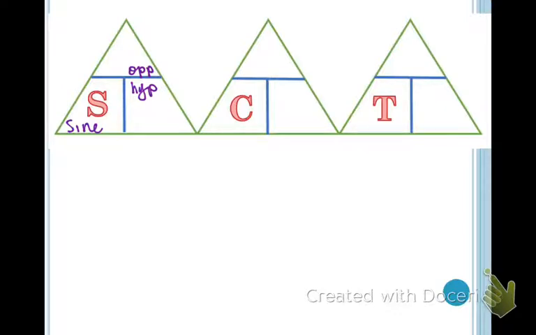C stands for cosine. So SOHCAH, this is the one that people spell wrong. Miss Marshall, I apologize. What goes in the numerator of cosine? Adjacent over hypotenuse. And then T stands for tangent, which is opposite over adjacent.